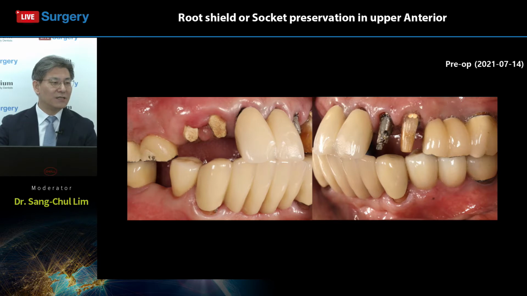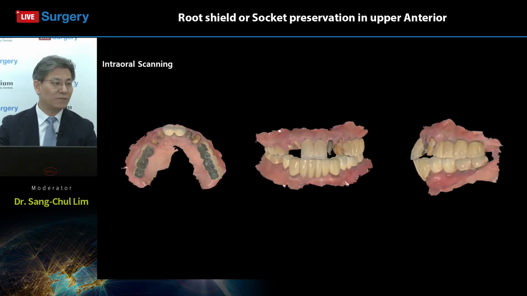And this one is the lateral intraoral view of our patient. This one is intraoral scanning. This scanning means a little bit more precise treatment planning. It is an essential part for the future, maybe the digital guided surgery or the virtual setup, and also the final processes.